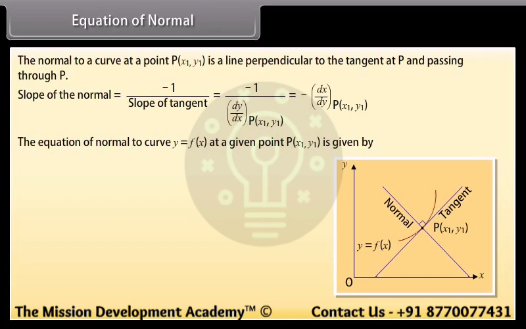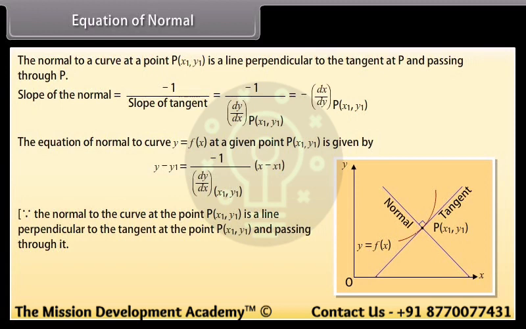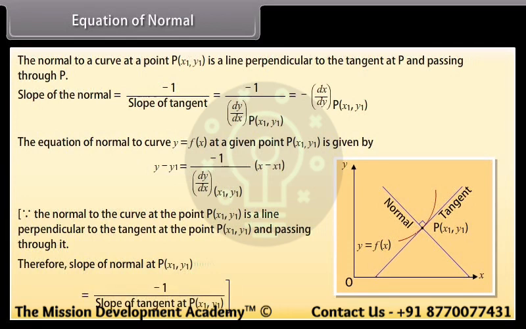The equation of normal to curve y is equal to f of x at a given point P(x1, y1) is given by y minus y1 is equal to minus 1 by (dy by dx at point x1, y1) into (x minus x1). Since the normal to the curve at the point P(x1, y1) is a line perpendicular to the tangent at the point P(x1, y1) and passing through it, therefore, slope of normal at P(x1, y1) is equal to minus 1 by slope of tangent at P(x1, y1).